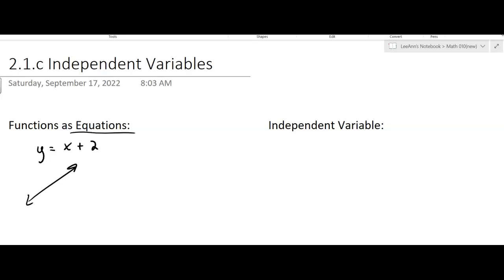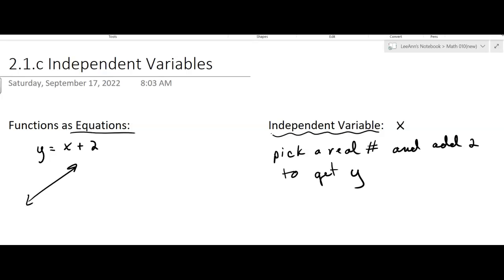So when we do that, we talk about what's called the independent variable. The independent variable, like in this case, would be x. So we're saying we're going to put an x in, and then we're going to figure out what y is, okay? So we're going to take a real number. So pick a real number, and add 2, to get y. And so y is the dependent variable, okay?